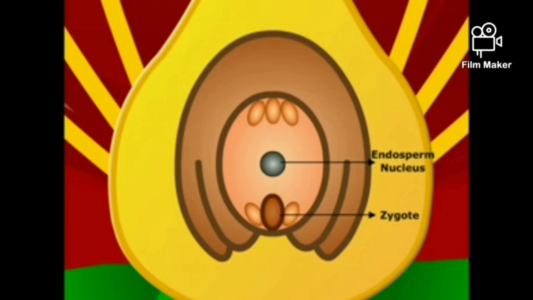Endosperm later on divides to form nutritive tissue, which provides nourishment to the developing embryo. The process of fertilization and triple fusion is known as double fertilization.